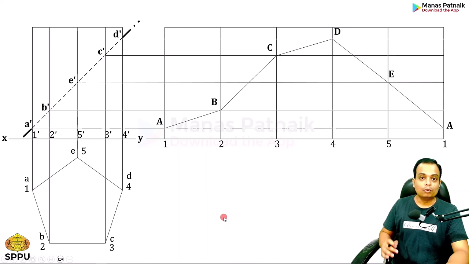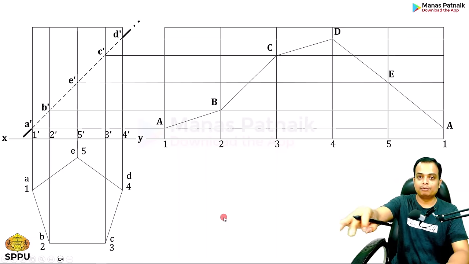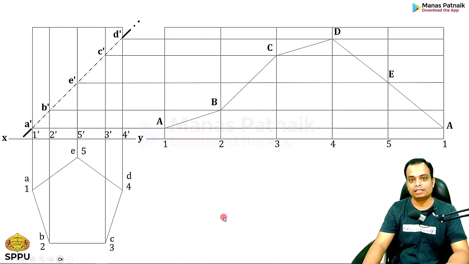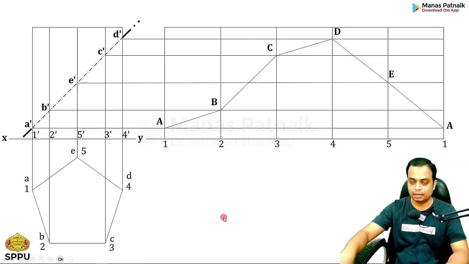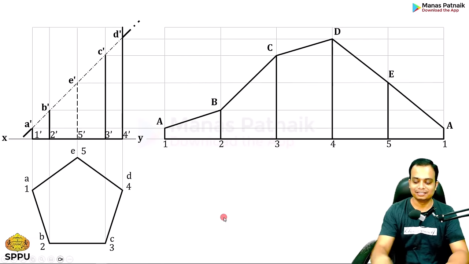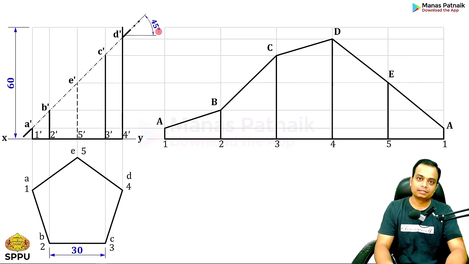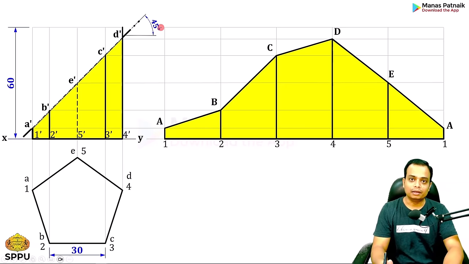If you want your work to look more professional, make sure that you draw the entire thing initially with a 4H pencil, and then overwrite with an H pencil, and it should look something like this. Wonderful. Now, as far as the dimensions are concerned, please note that this is 30 and that's 60, and this cutting plane or section plane is making an angle of 45 degrees. Okay. Yeah, that's it. And let me do the coloring just for fun, just for the thumbnail.